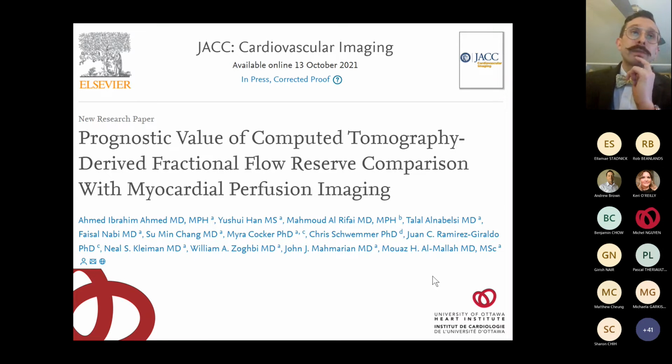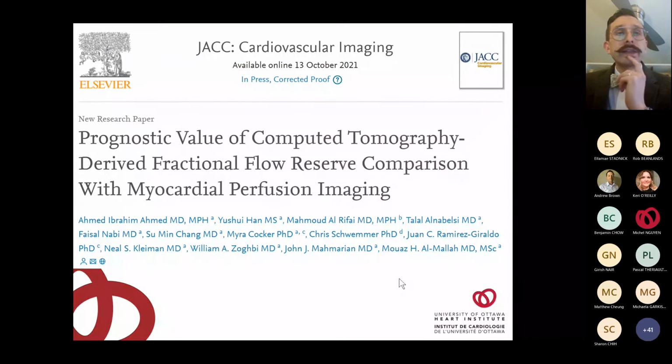On multivariate Cox proportional analysis, the presence of ischemia on perfusion imaging, but not FFRCT, significantly predicted death or MI with a hazard ratio of 2.3. Thus, in this study of high-risk patients after cardiac CT, FFRCT did not appear to offer as much incremental prognostic value as SPECT myocardial perfusion imaging did.